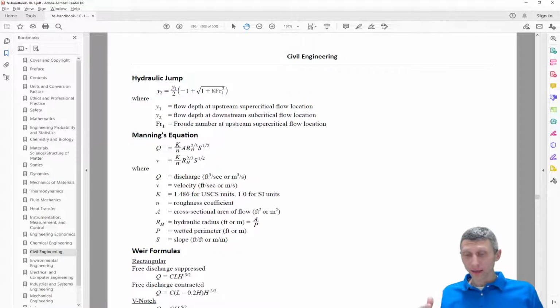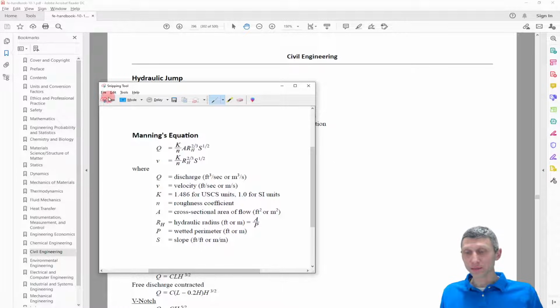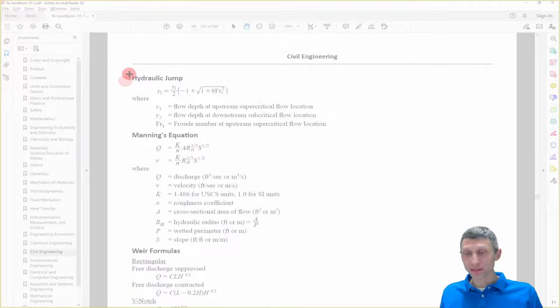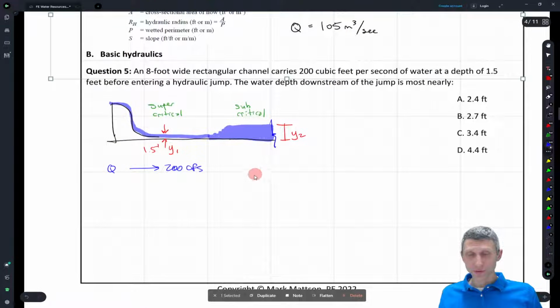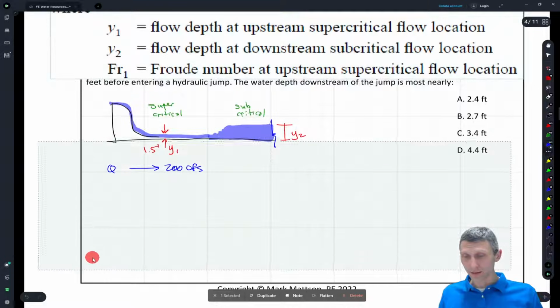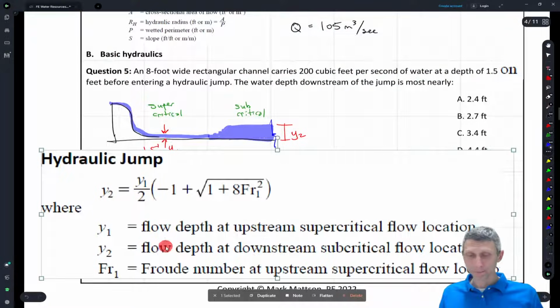So we're going to come back, and what we see here is we're on the same page. We've got a hydraulic jump formula here. Why don't I snip that too and bring it in, just to make our lives a little bit easier, so we have less jumping back and forth. So if I bring this over and come back, we're going to use this formula now and bring it in here.